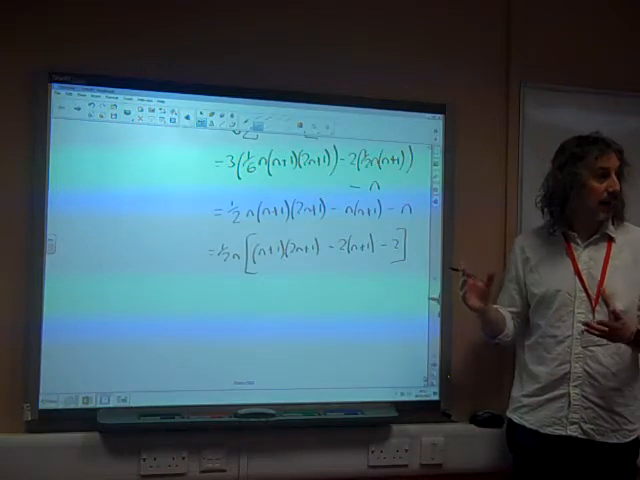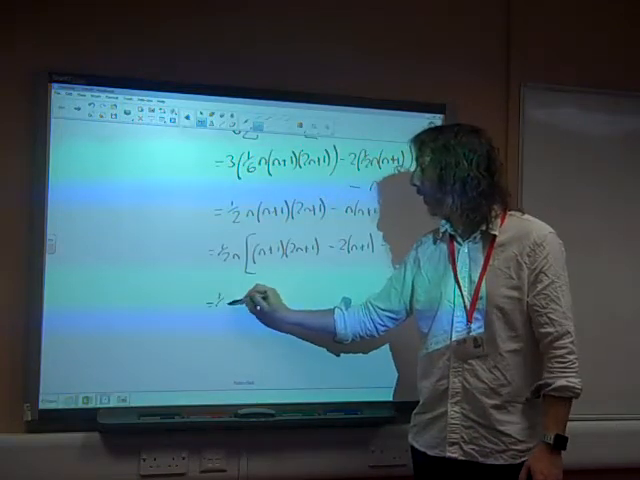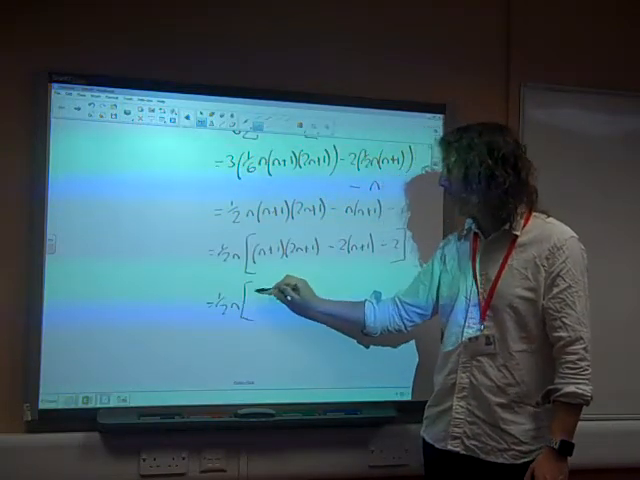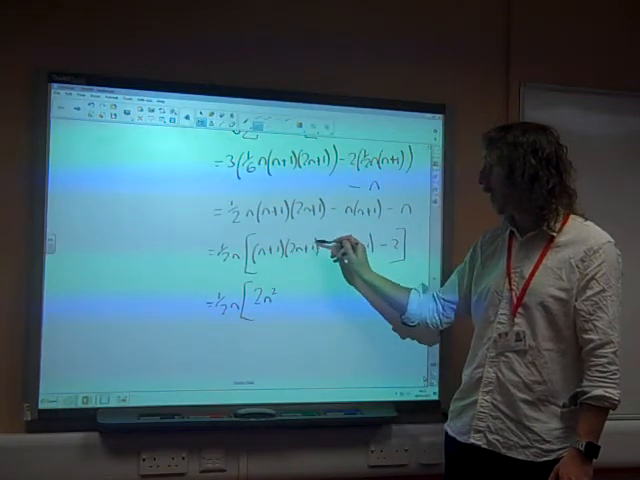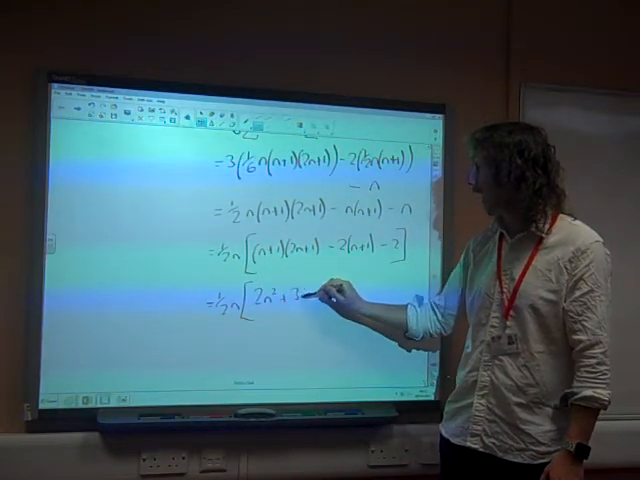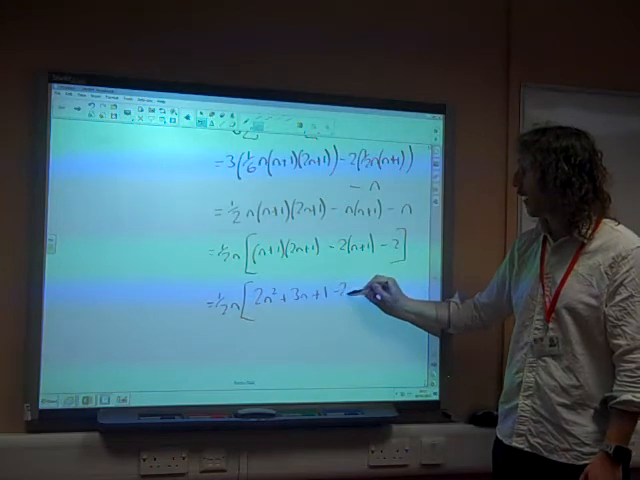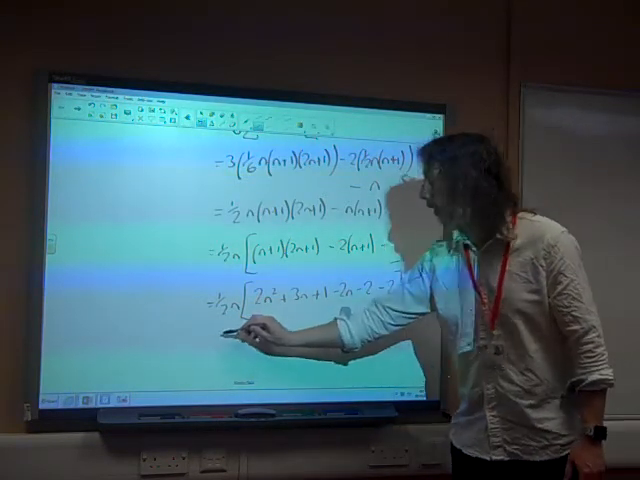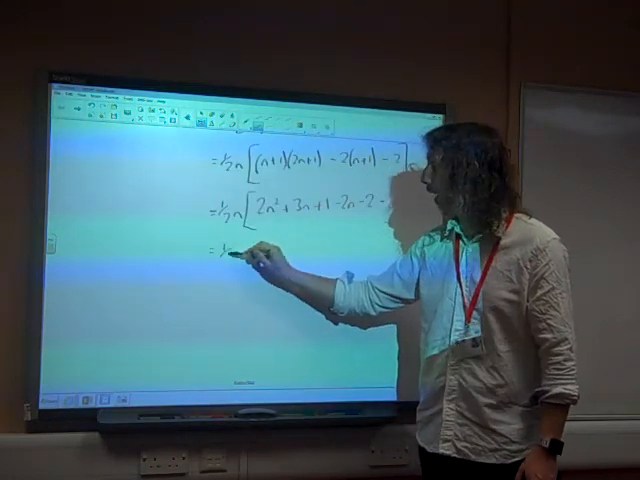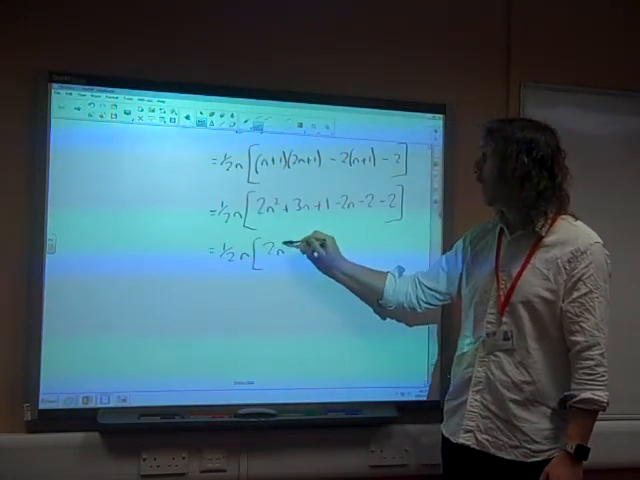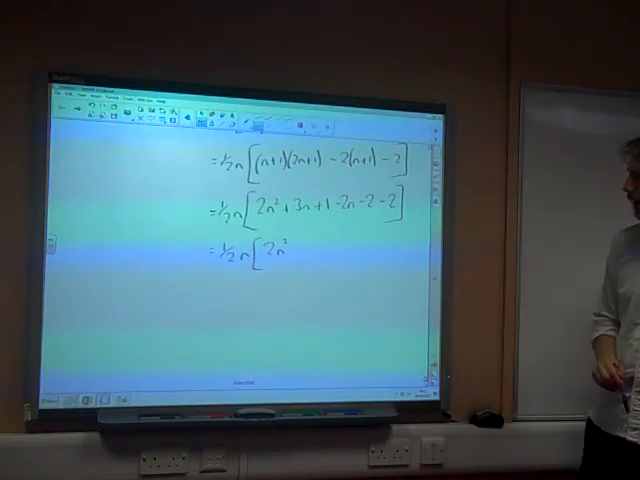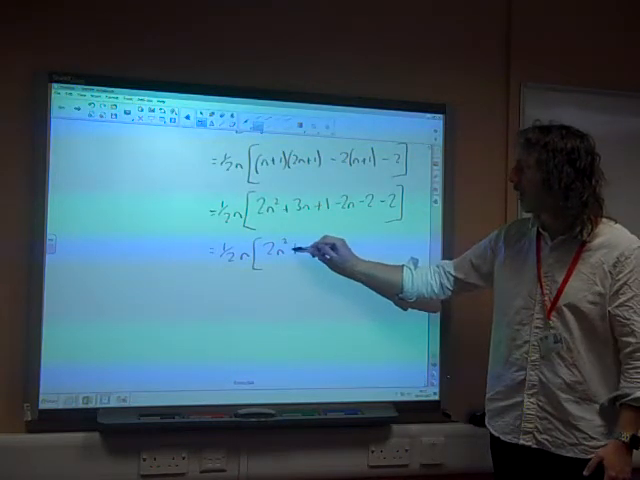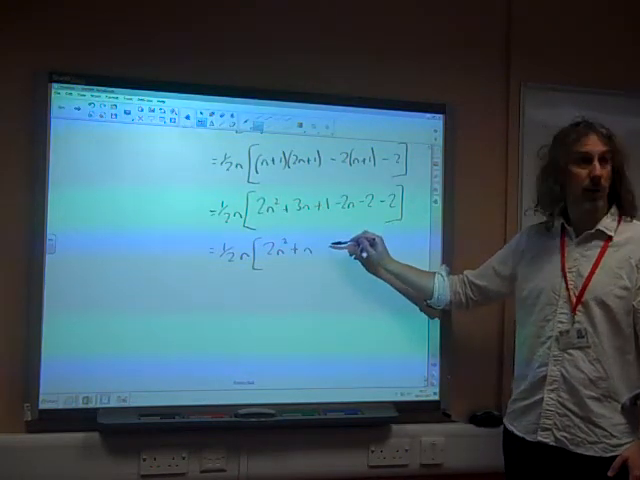We need to collect together the stuff in the square bracket. A half n, 2n squared, plus n plus 2n is plus 3n, plus 1, minus 2n, minus 2, which gives us a half n, 2n squared, plus n, and then minus 3.